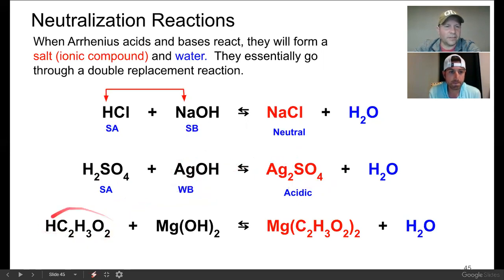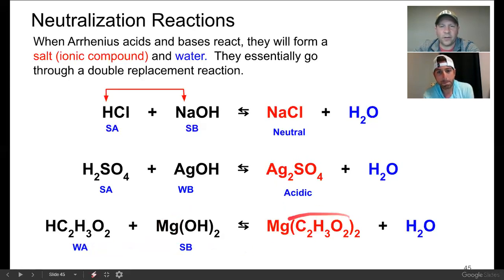How about this guy? This is acetic acid, vinegar. Is that a strong acid or weak acid? Weak. How about magnesium hydroxide? Strong base or weak base? Magnesium's in group 2, so it's a strong base. So we got a weak acid and a strong base. The strong base overcomes the weak acid. This salt's going to be what?